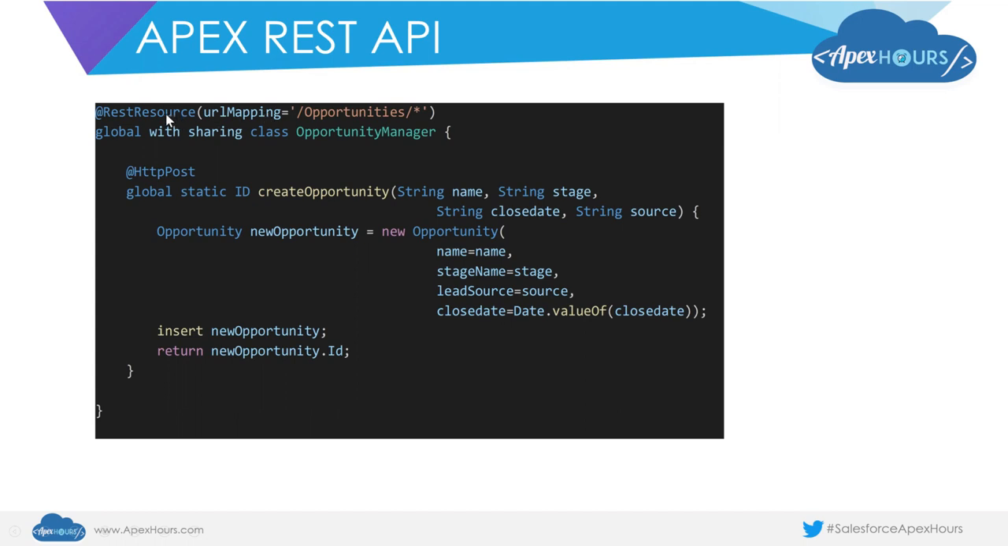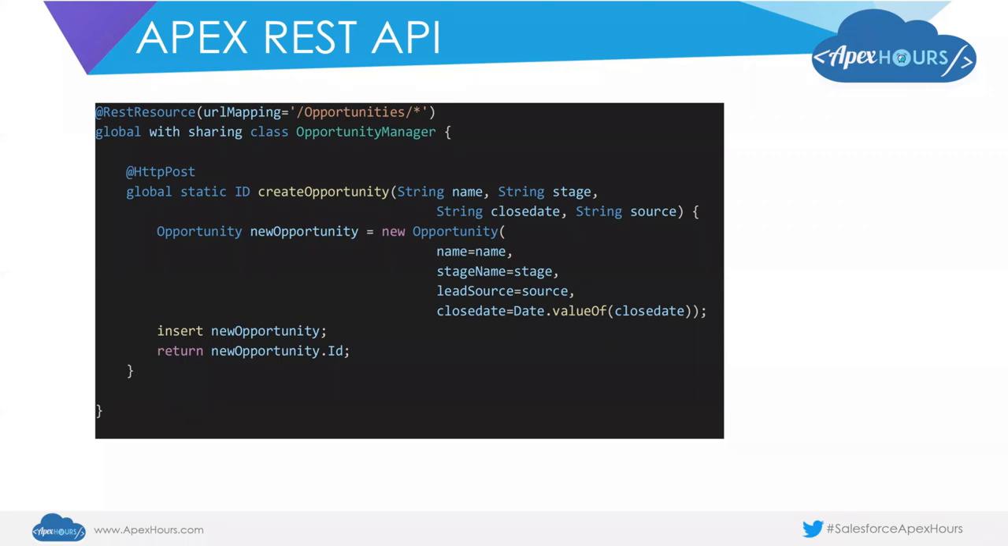So the @RestResource is the annotation we are using to tell that this is a web service. URL, you can construct your own URL. I've just written opportunities here. You can have op demo, anything. It can be anything. What is the use?